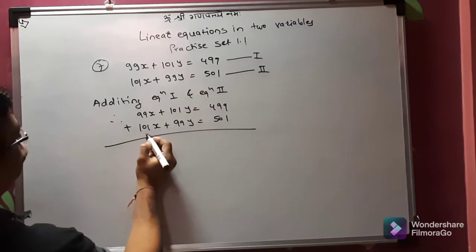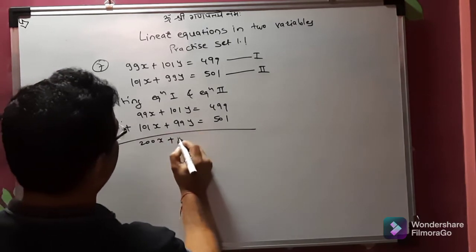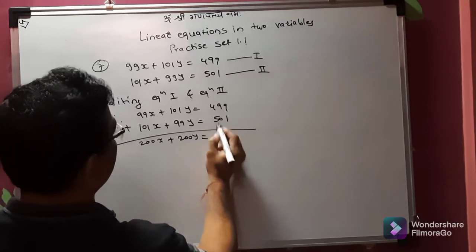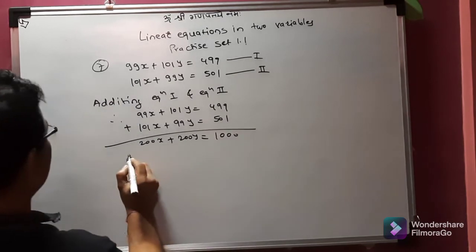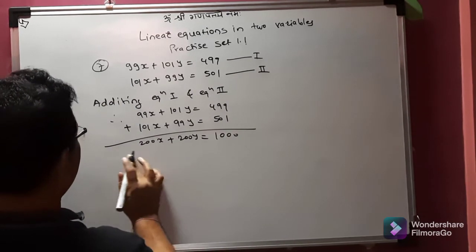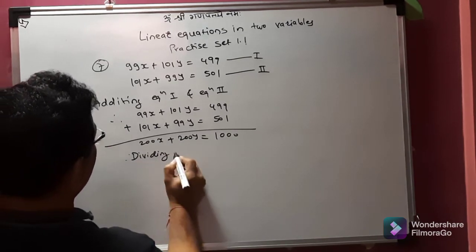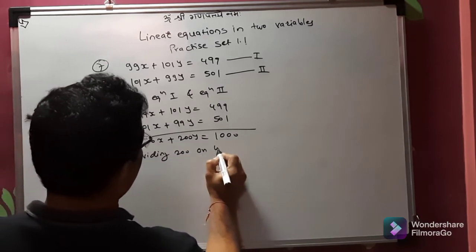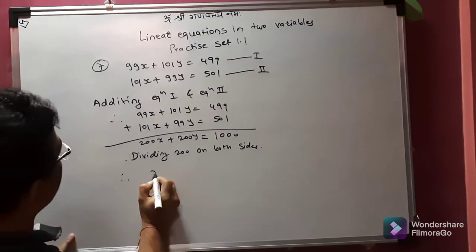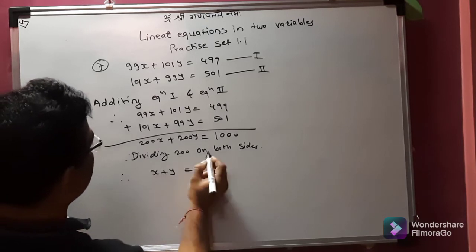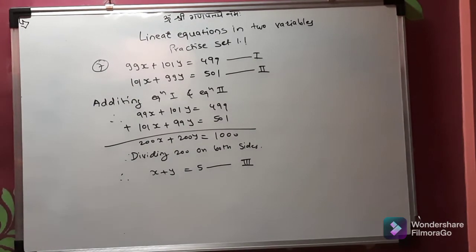Now 99 plus 101 will become 200x plus 101 plus 99, 200y is equal to, this is 1000. So dividing 200 on both sides, what will the answer be? This will be x plus y is equal to 5. This is equation number 3. Now we got equation number 3.